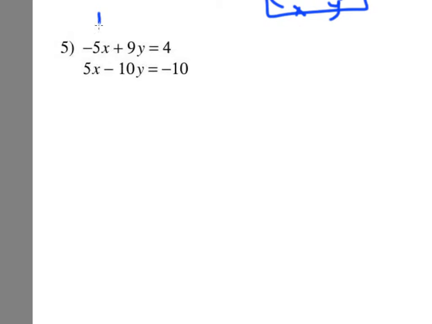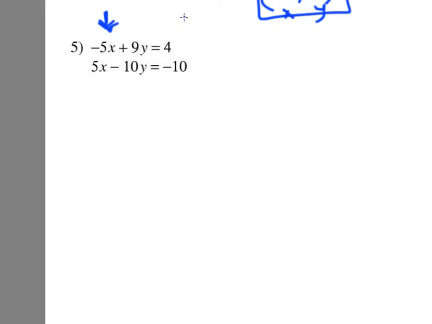Let's look for elimination. Can I make opposites easily? Do I have opposites? Ooh, look at that. Perfect opposites. -5, +5. -5x, +5x. These are opposites. So because I can make opposites easy, I'm going to go with elimination.